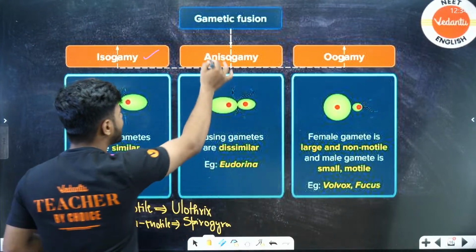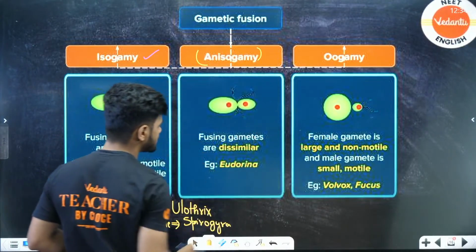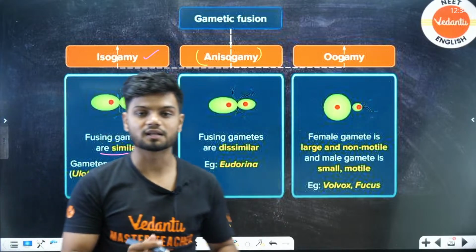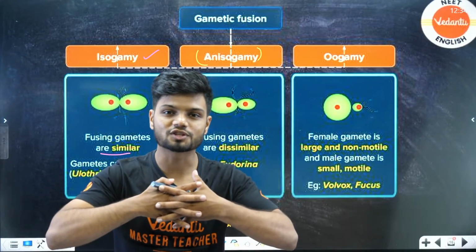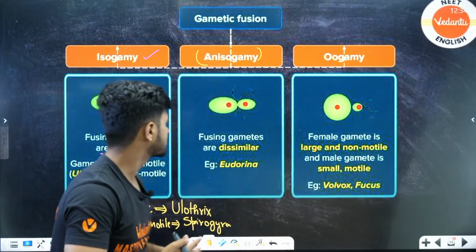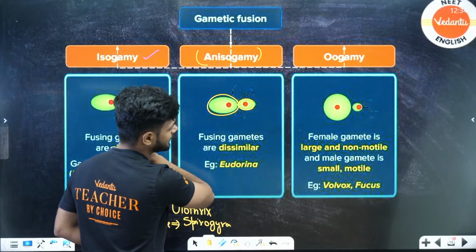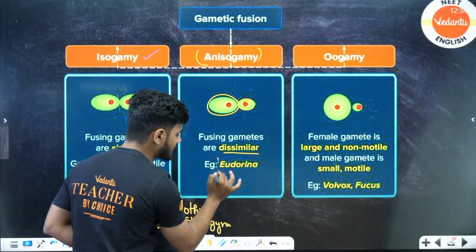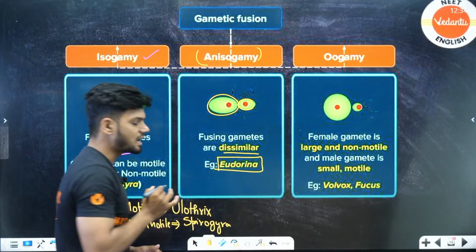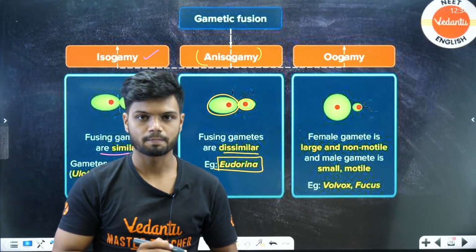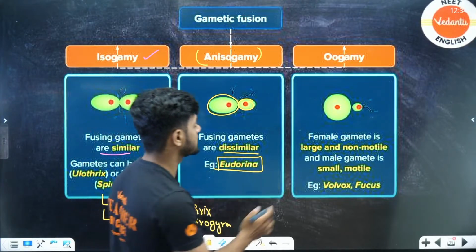Now, what about anisogametes? Anisogamy is the fusion of gametes which are dissimilar to each other. Can you see? One is a bigger gamete, one is a smaller gamete. That is dissimilar. Example is going to be Eudorina. Now the next one is very simple. That is oogamy.